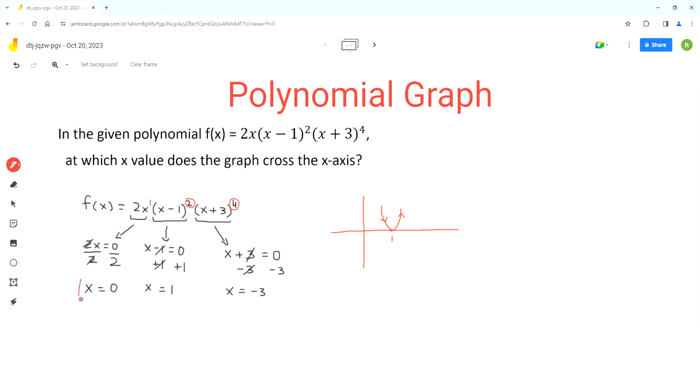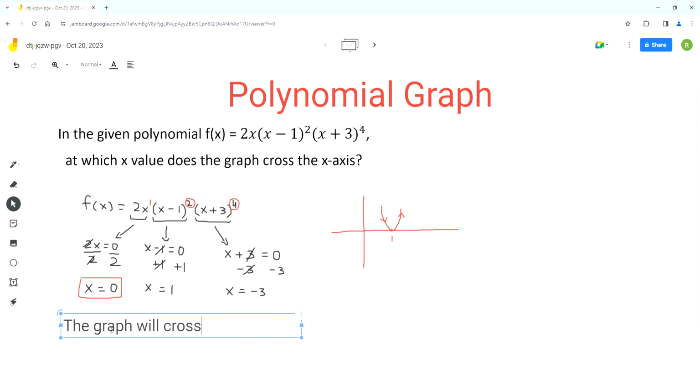So in this case, the final answer is that the x value at which the graph will cross the x-axis is x equals 0. So we can write a closing statement for it. The graph will cross the x-axis at x equals 0. So these are the steps you have to keep in mind to solve a problem like this one.